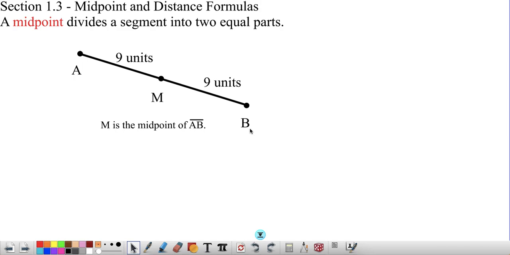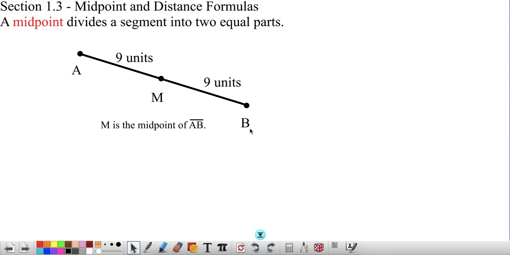In today's video, we're going to be talking about midpoints. Now, you can see by the definition that a midpoint takes a segment and divides it into two equal parts. So M is the midpoint of segment AB because M takes the segment and cuts it into two parts that are both 9 units in length. So we call M the midpoint of segment AB.